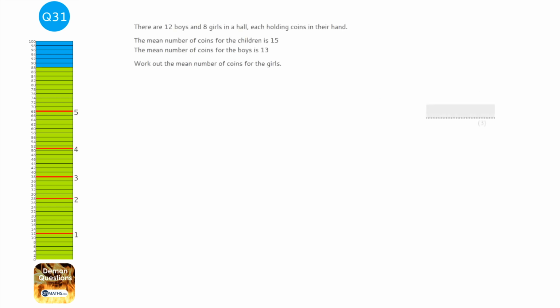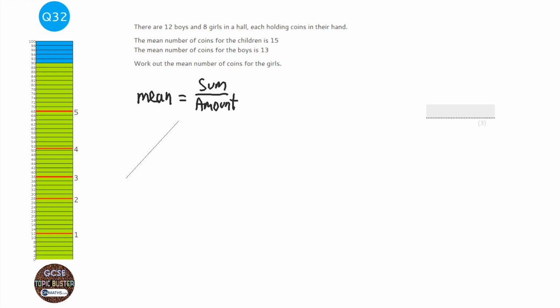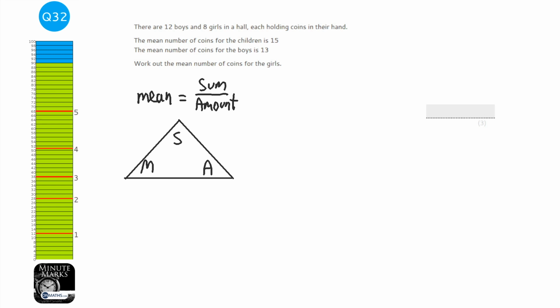Okay, first thing to realise with this question is how you calculate the mean. The mean is the sum of all the values over the amount of the values. Now this actually creates a triangle, just like the speed, distance, time triangle. Works in the same way. So we have mean here, we have the sum at the top, and the amount at the bottom. So we normally do the sum divided by the amount, but actually with this question we need to go the other way. And we need to work out the sum or the amount or whatever.